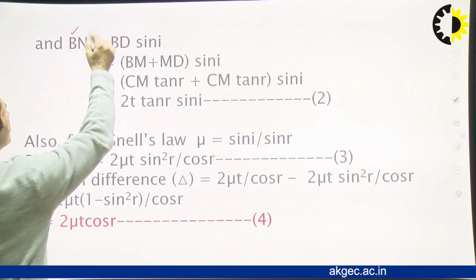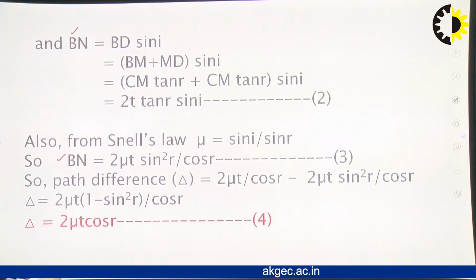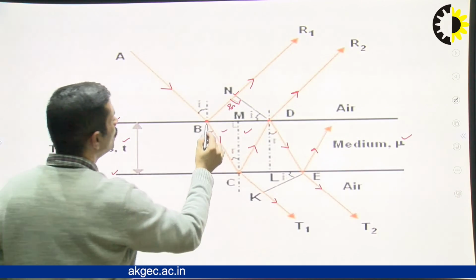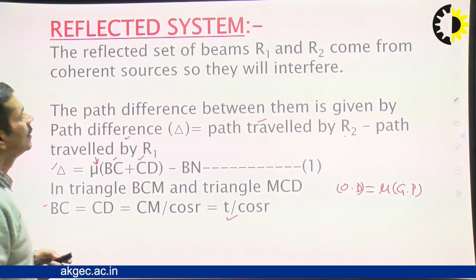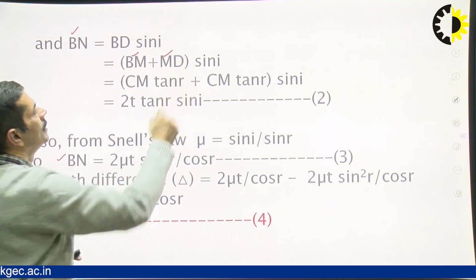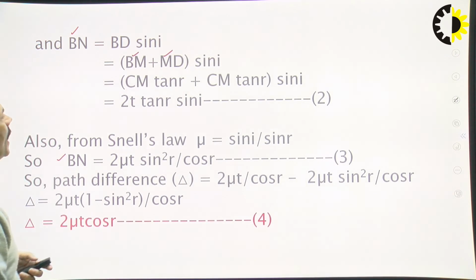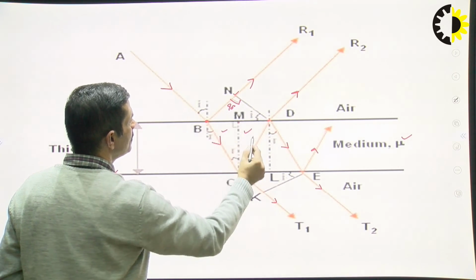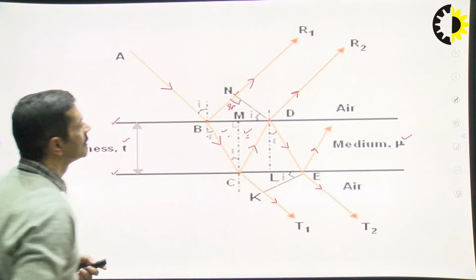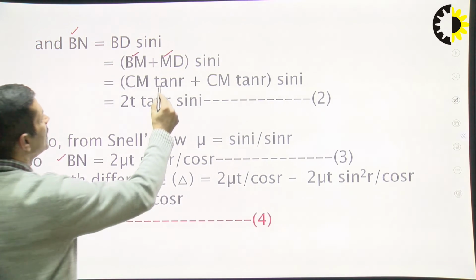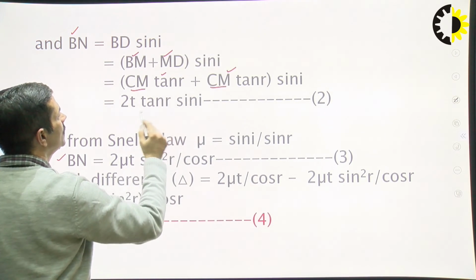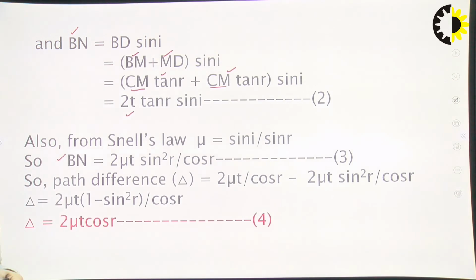That means, first write down the value of BN. BN will be equal to BD times sin I, and we can divide this into two parts, BM plus MD, into sin I. We can write BM and MD from triangles BCM and MCD: it will be CM tan R and CM tan R, into sin I. After simplifying, because CM is equal to the thickness of the film, we will have 2T tan R into sin I.